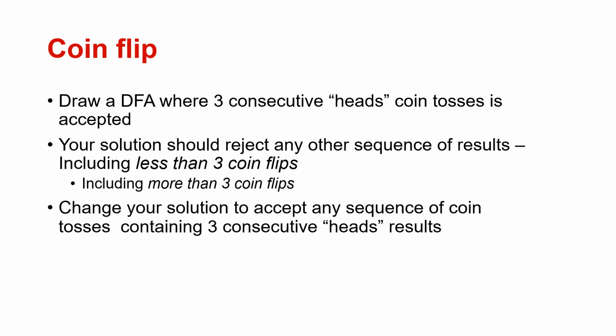And then another thing that you can do as a follow-up is change your solution to accept any sequence of coin tosses that contains 3 consecutive heads. So notice here that the first part of this problem is basically only going to accept one particular string, which is of length 3, and it consists of 3 consecutive heads coin tosses.